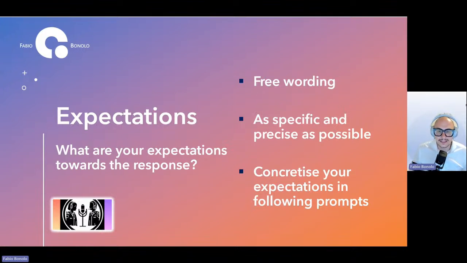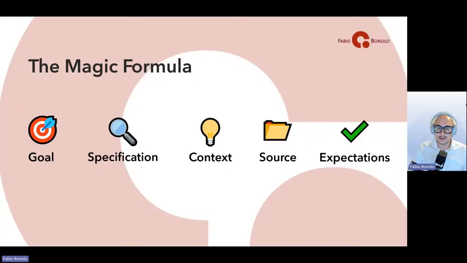When you get a response with which you are not completely satisfied, don't rewrite your prompt. You can concretize your expectations in following prompts. So you can start a conversation with Copilot. And in a nutshell, this is the magic formula of prompting. This is the approach for professional prompting in Copilot for Microsoft 365. You have the goal, the verb, you specify the goal, you give your prompt some context, you add a source, and you concretize your expectations.